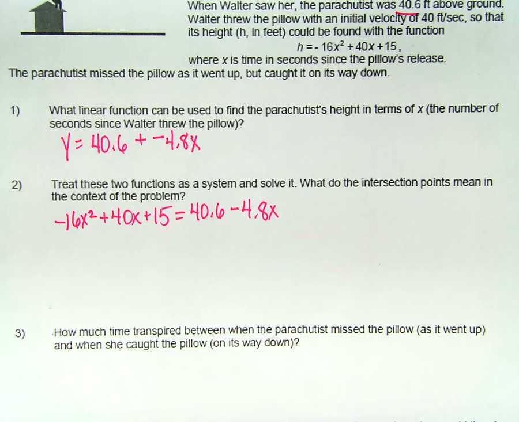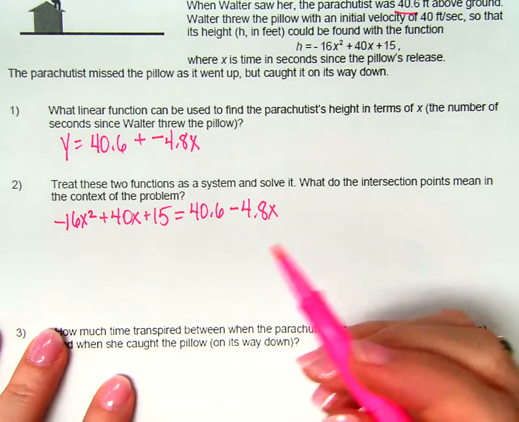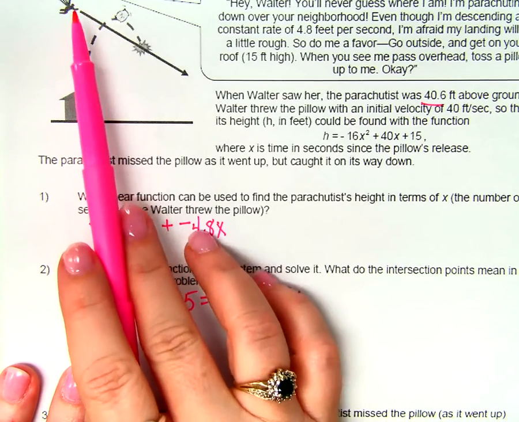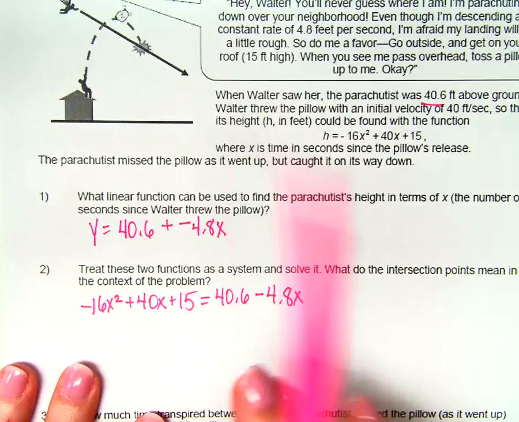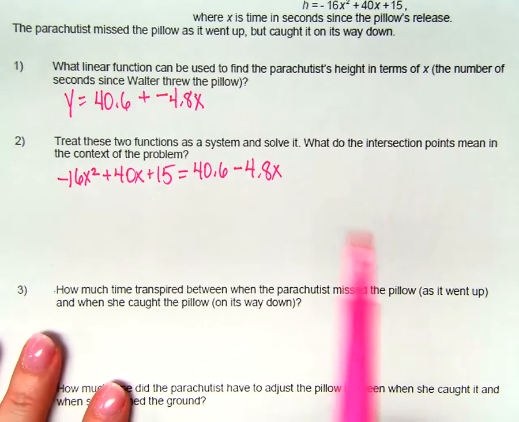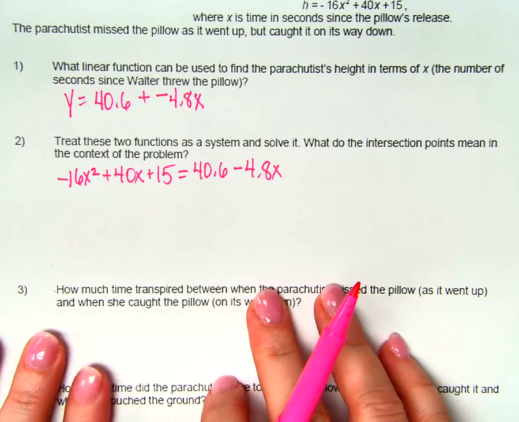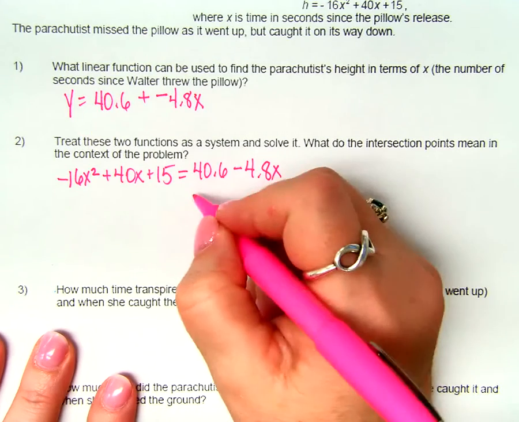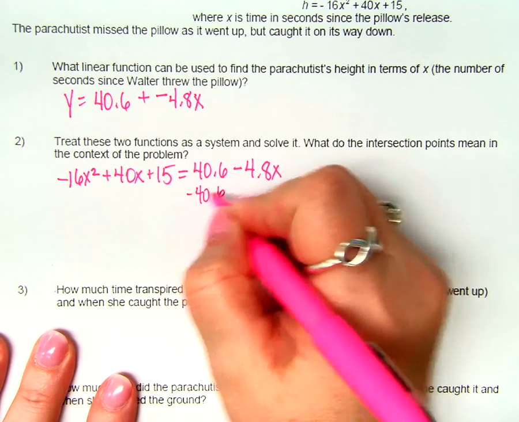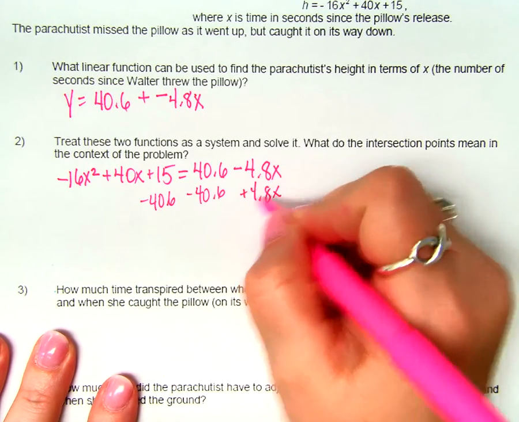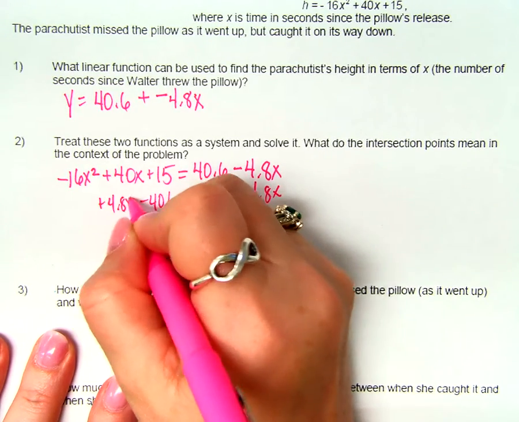Is this picture going to be what the graph looks like? Possibly. That picture was to kind of help you figure out that this parachutist is falling. She's not rising from the earth, because that would be a whole other issue. Maybe aliens instead of just parachutists, right? Okay. So, subtracting 40.6 on both sides and adding 4.8x on both sides gives us what?